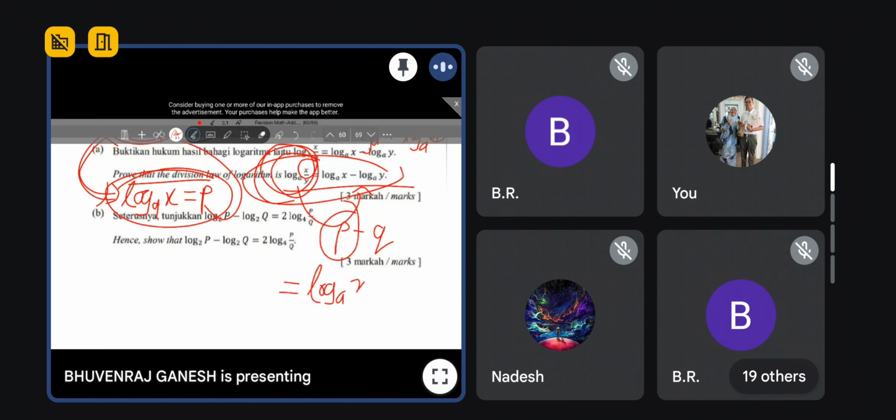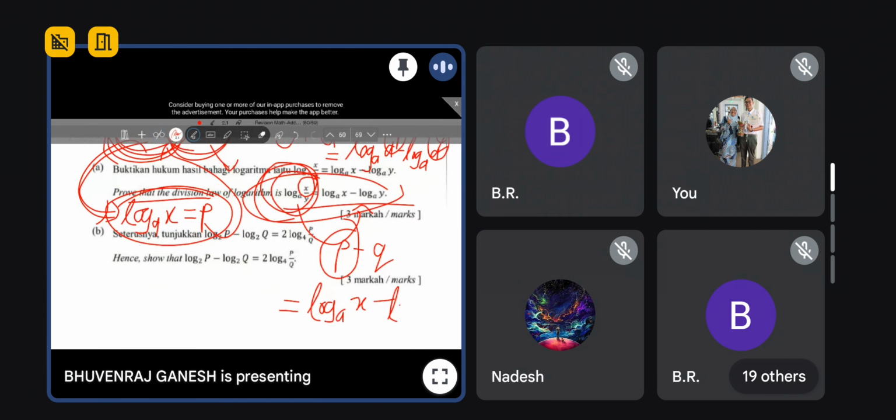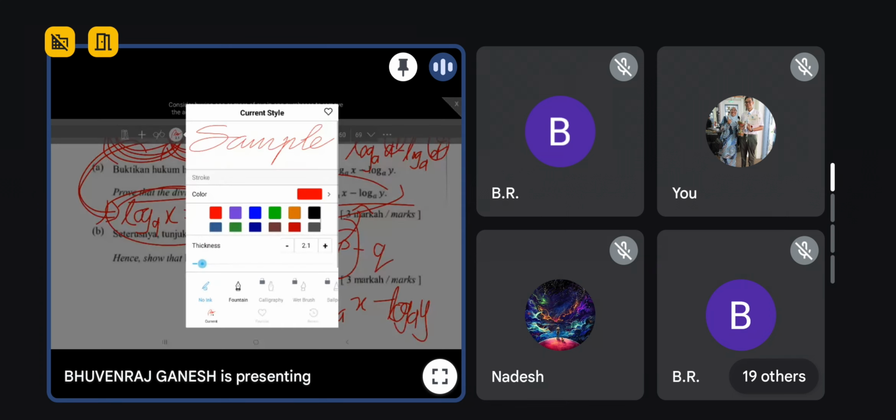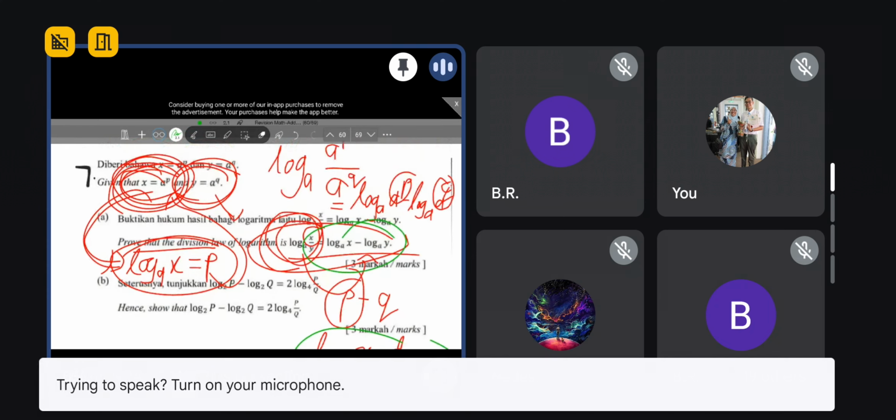Am I right? Sama benda kamu buat untuk Q. Over here, log A Y equal to Q. So Q, you ganti with log A Y. Guys, nampak? Kamu dah buktikan. Am I right? Already selesai. That's all. Itu saja. Susah ke? Susah ke untuk buat yang ni? Sangat pendek. Dan mereka dah bagi info yang ni juga kat kamu.